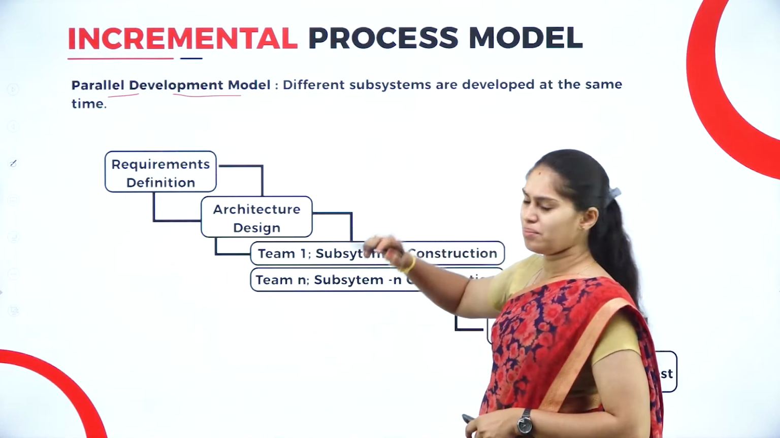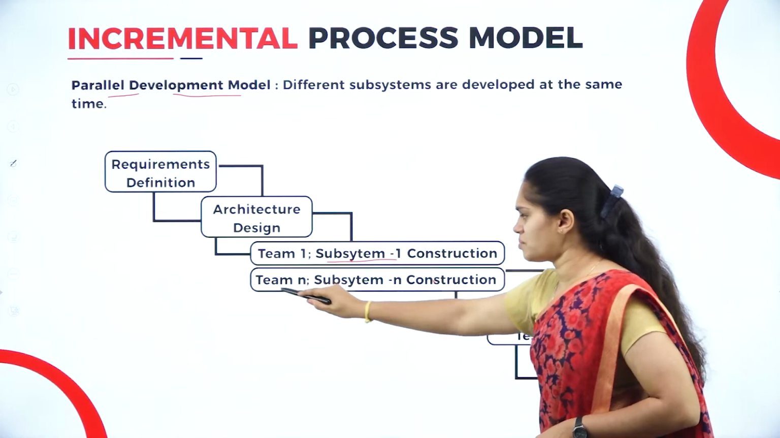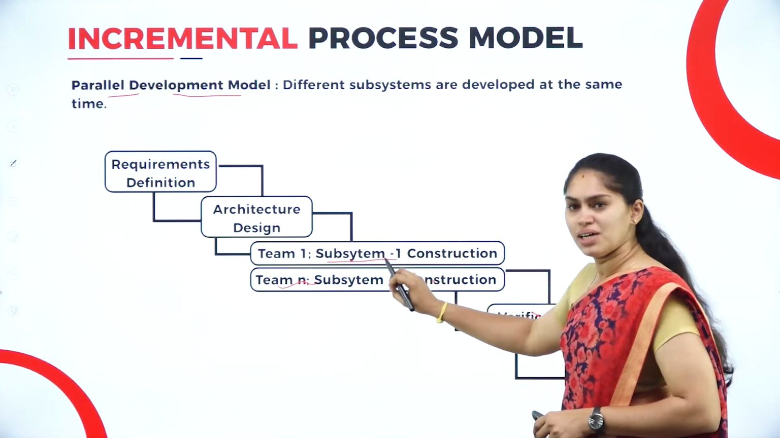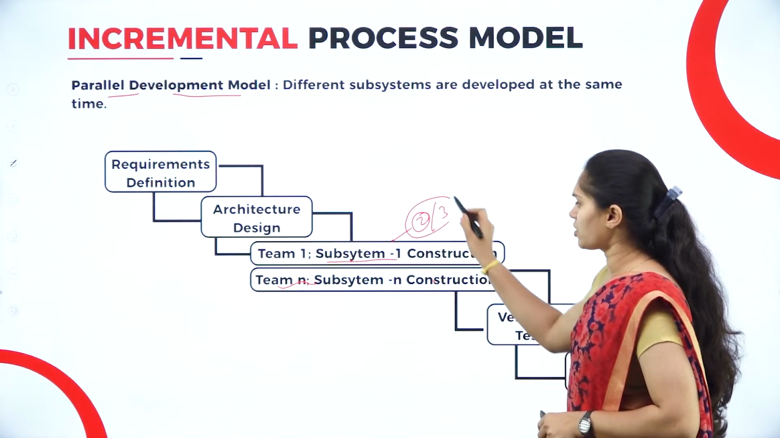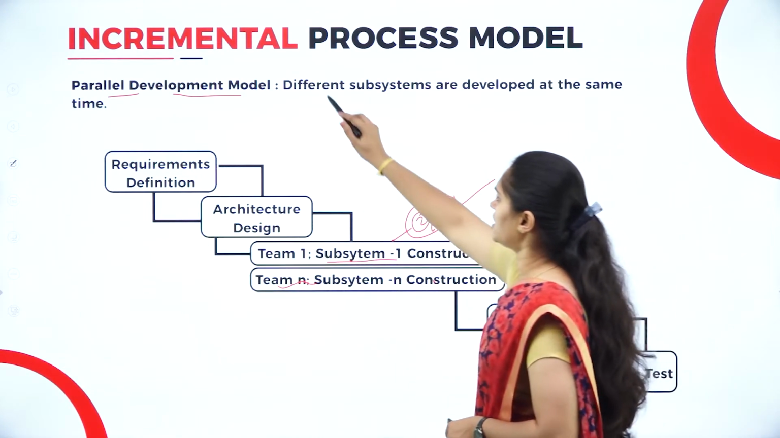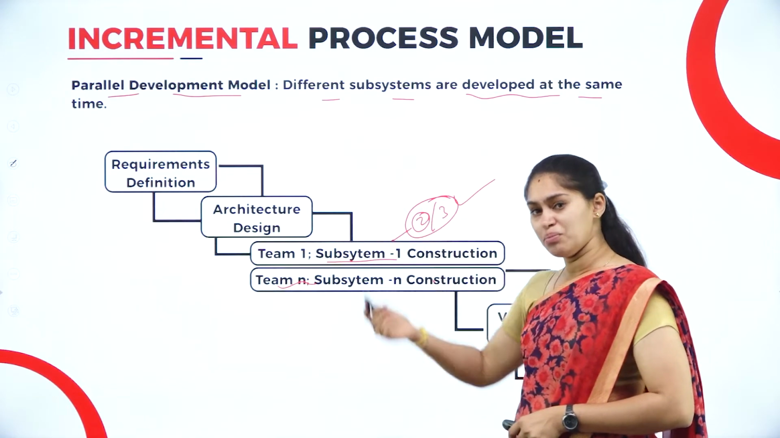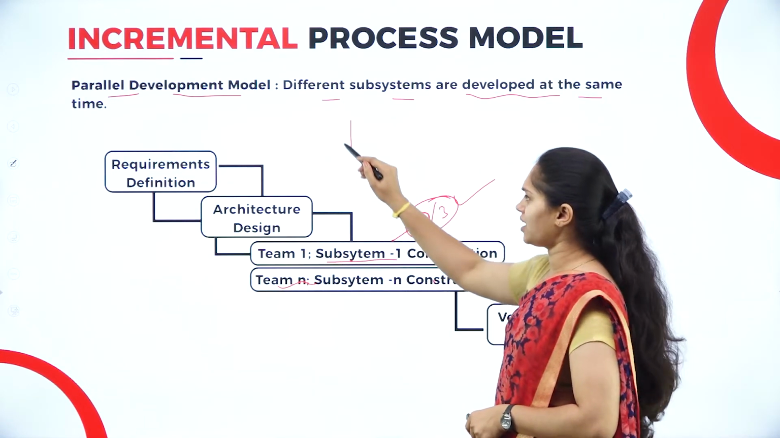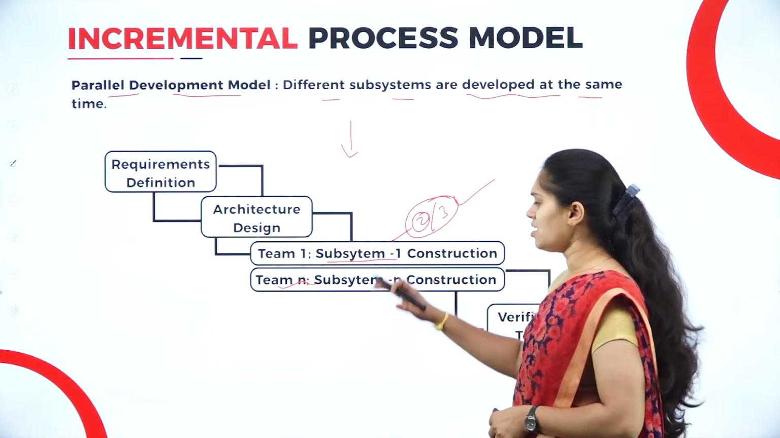So in this parallel development model, you can see that subsystem 1 up to subsystem n will be merged together. So if I wish to develop 2 or 3 modules together, I can have it in the parallel development model, so that different subsystems are developed at the same time. This will improve the efficiency, and the time taken for development will be low, and cost is also maintained in a good manner.